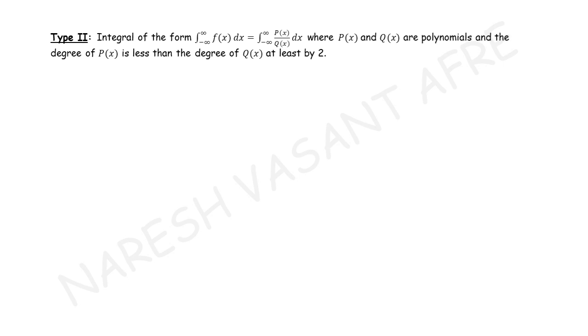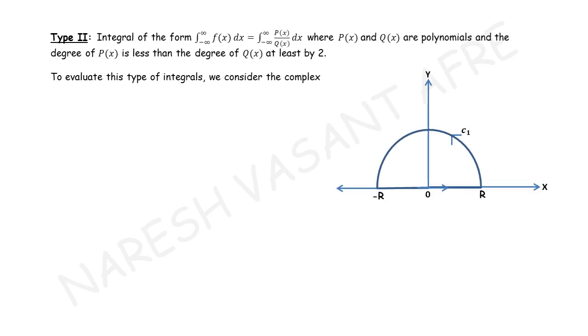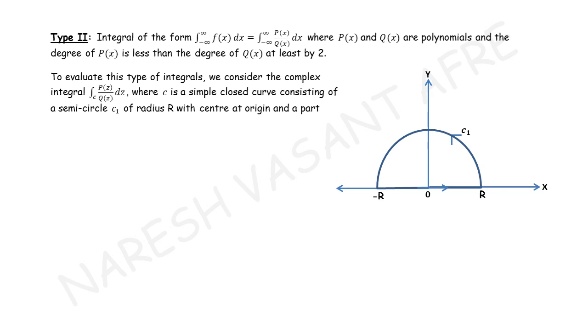Okay, now to solve this kind of integral we are going to consider the complex integral p(z) by q(z) dz over C, where C is a simple closed curve consisting of a semicircle C1 of radius R with center at origin and a part of real axis from minus R to R. You can see the diagram. So it is a closed curve consisting of C1 and minus R to R. So we can write this integral p(z) by q(z) dz over C as integral p(z) by q(z) dz over C1 plus integral p(z) by q(z) dz from minus R to R.